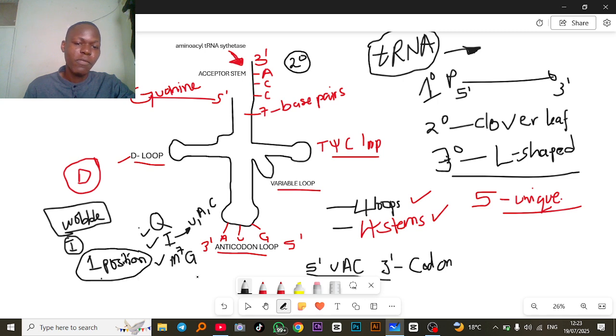It's position 1 of the anticodon, whereas it will be position 3 of the codon. How? Because if we have our anticodon like this, and this is our position, let's say this is position 1. When you look at the codons, we are adding from, let's say, the 5' to 3'.